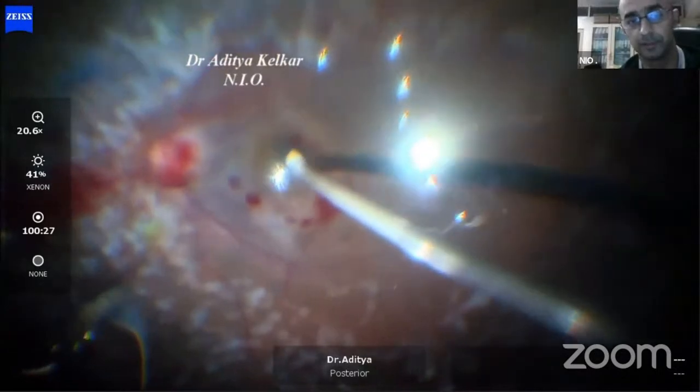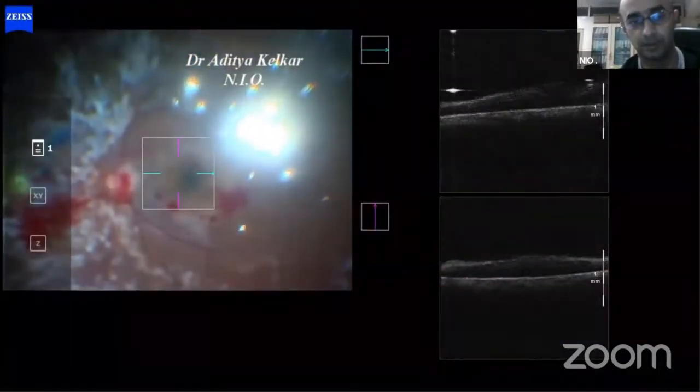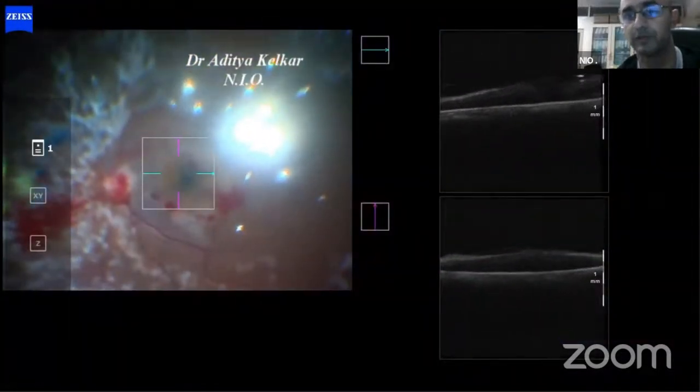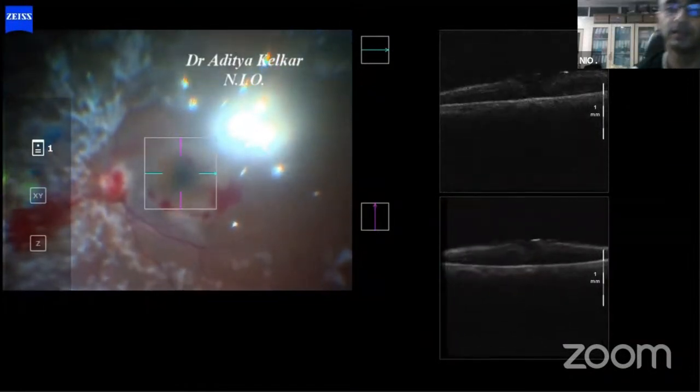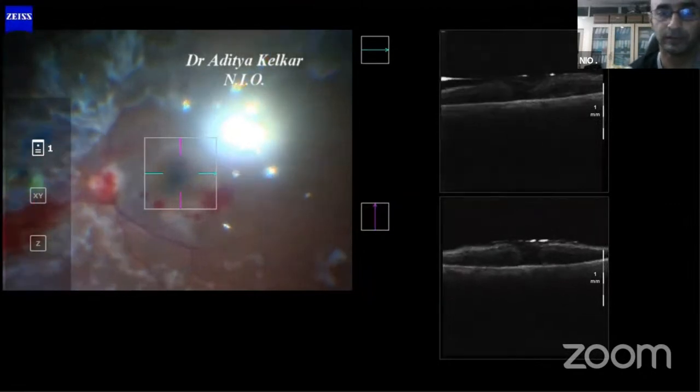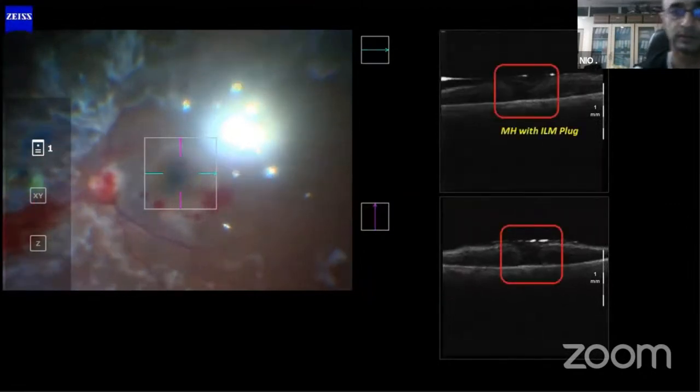As such, with the naked eye or through the microscope, identifying this displacement would have been difficult. But now you can confirm with the OCT that this flap is back in place and this patient would end up having a good outcome at the end of the surgery.